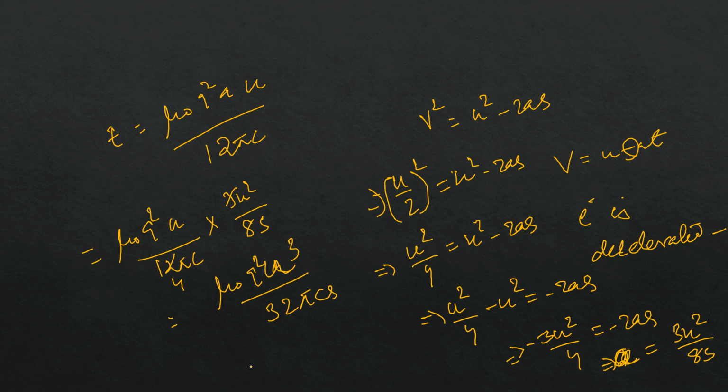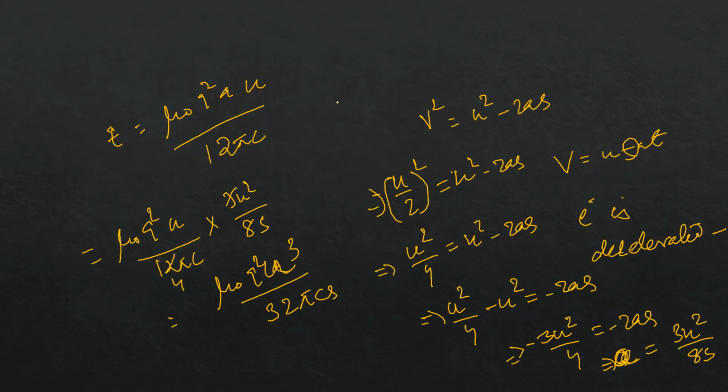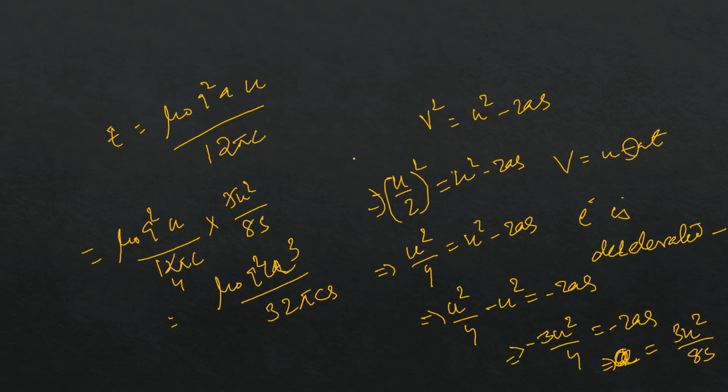All right. Now what are we asked? We are asked the amount of energy lost to radiation. That means we have to calculate the fractional energy. This is called fractional energy. So what is fractional energy? It is E by the initial kinetic energy.